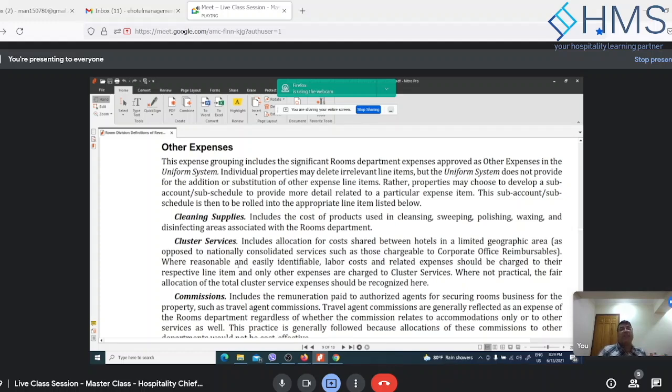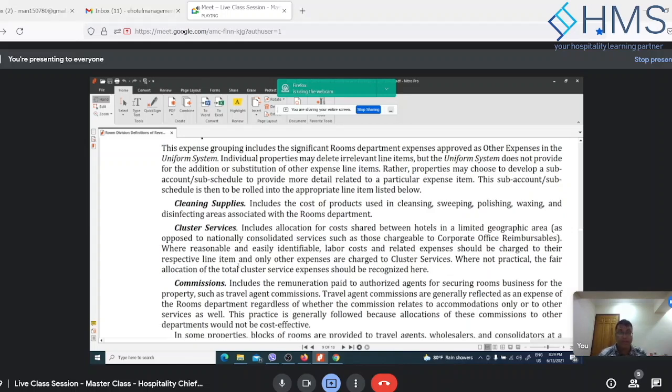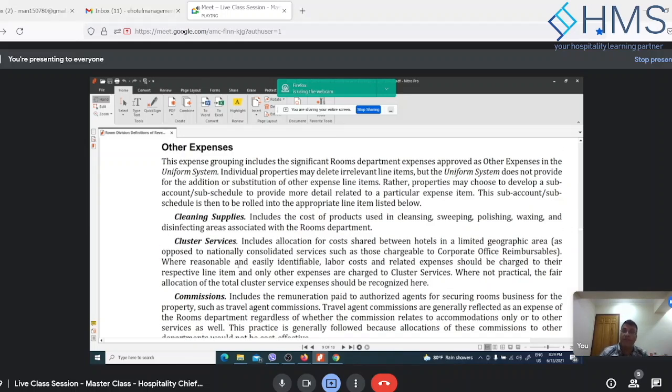Okay, so that was recording the labor cost and also understanding the labor productivity report. Then the next is the other expenses. The other expenses are pretty straightforward. You have your definitions, which are written very clearly, so you just have to make sure that you're following them. For example, cleaning supplies include the cost of cleaning, sweeping, polishing, waxing, disinfecting. The only thing I would like to emphasize here is the detailing of your expenses.